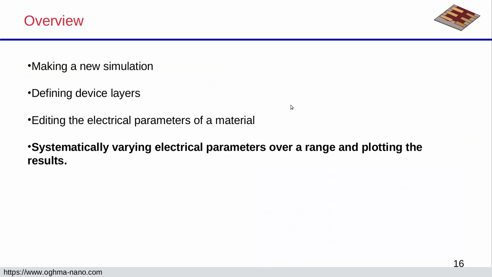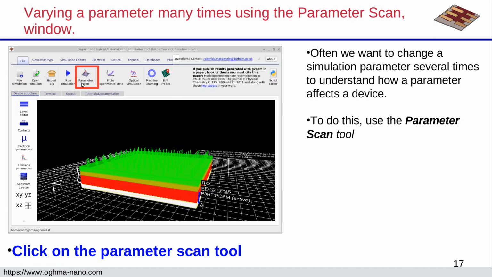So now we're going to cover systematically varying electrical parameters over a range and plotting the results. So quite often you might say, okay, well, I've got this value of electrical mobility, so electron mobility, and I'd like to see what happens as I change this over 10 orders of magnitude or something. What happens to the current voltage curves? So you can do this using this parameter scan tool.